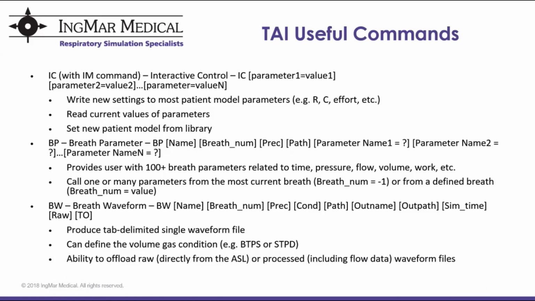The BW, or breath waveform command, outputs a single breath waveform that is either in a raw data format, meaning directly from the ASL 5000 lung, or in a processed format, meaning it has been processed by the ASL software. The client can also request the waveforms to be in various gas conditions like BTPS or ATPD, depending on their needs.